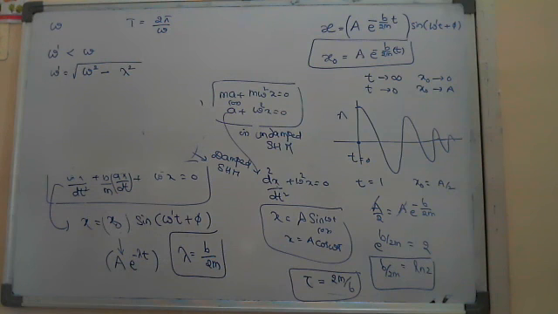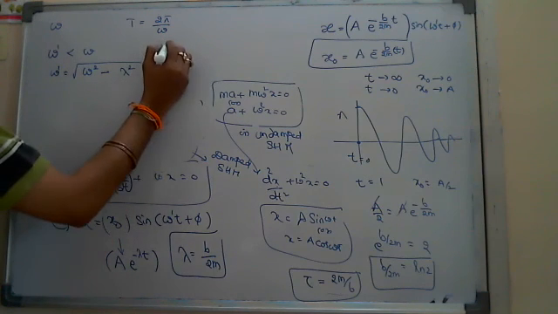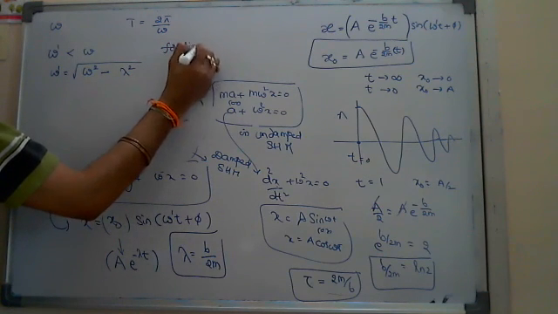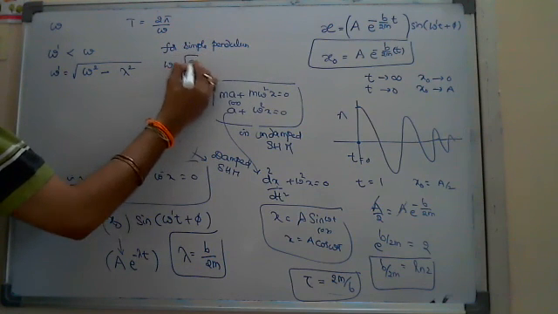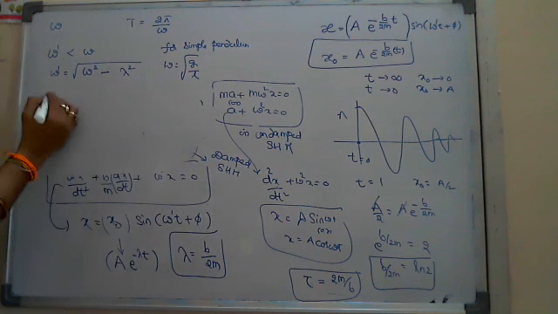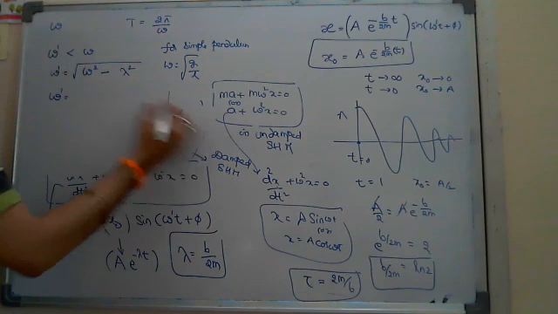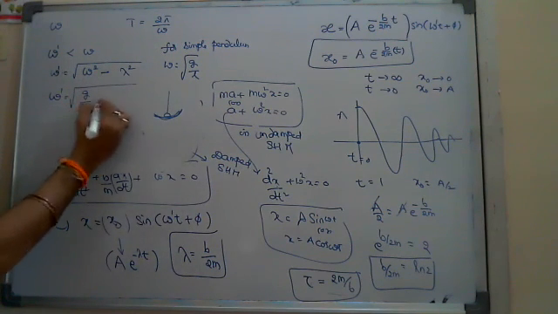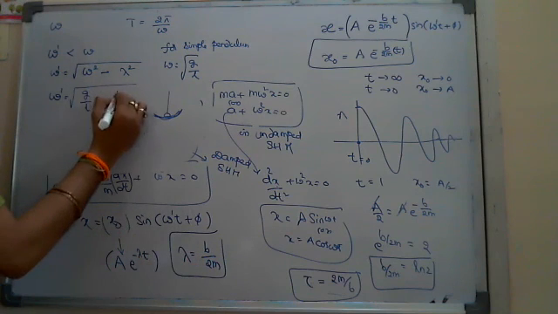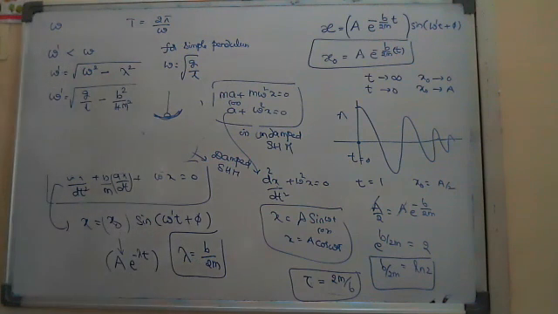Suppose you are talking about spring oscillations or simple pendulum oscillations. Generally for a simple pendulum, omega is equal to root of g by L. So if you consider the air resistance while oscillating, omega dash is equal to root of omega square, meaning g by L, minus lambda square, meaning b square by 4m square. This is what I write.